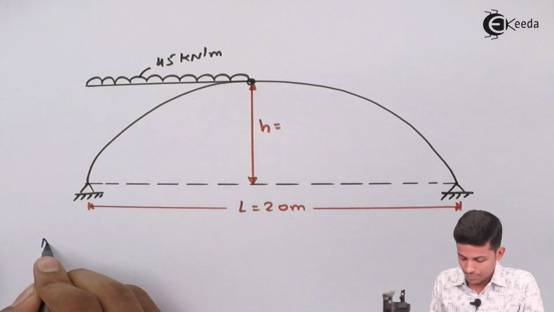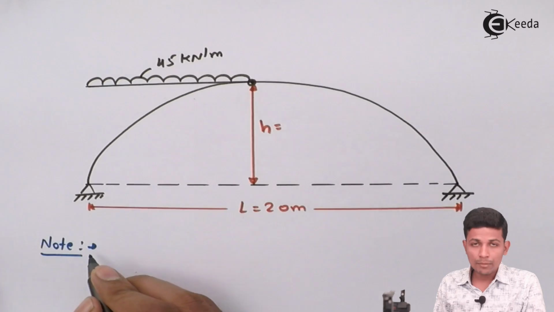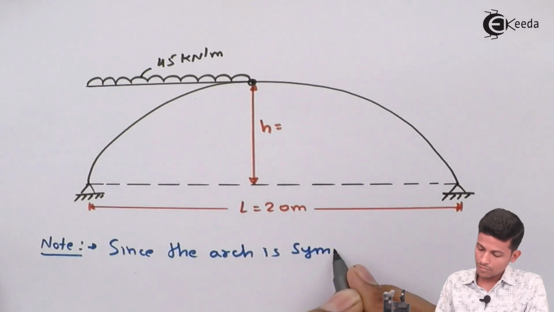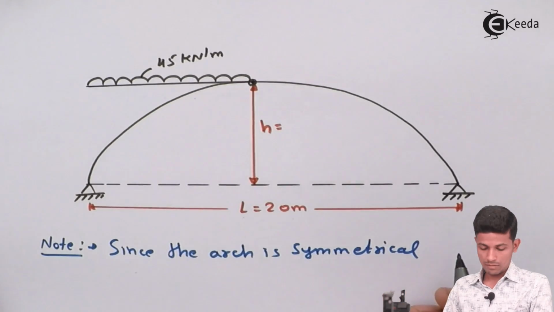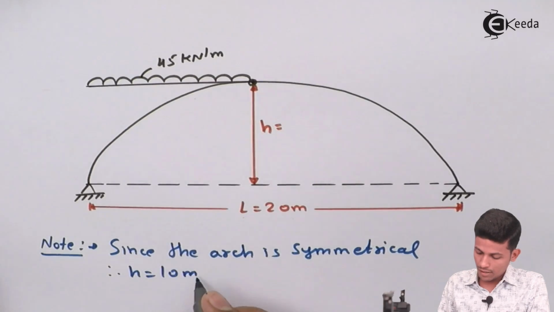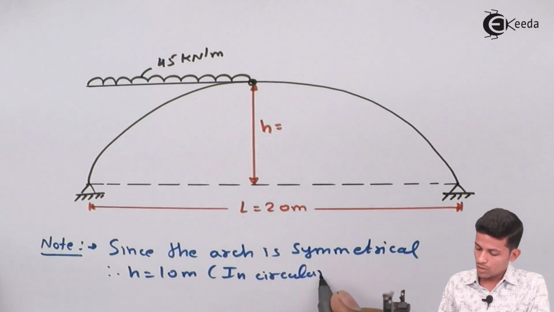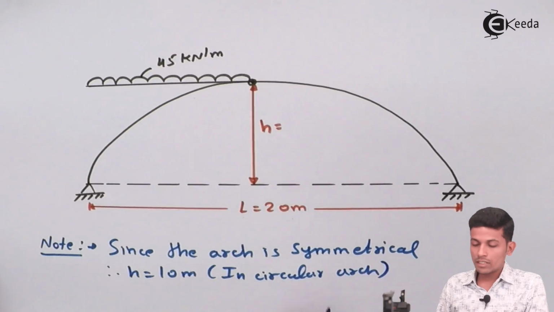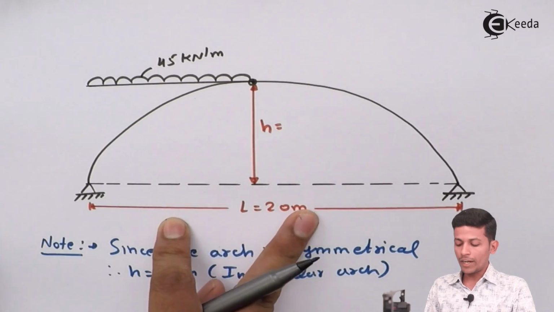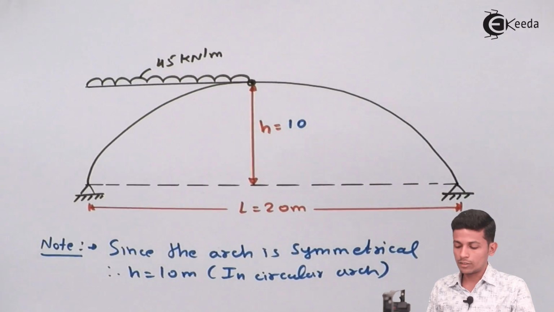Note: since the arch is symmetrical, h is equal to 10 meter. In a circular arch, if h is not given, take half of the length. This is 20, so this will be nothing but 10. Always keep remembering this.